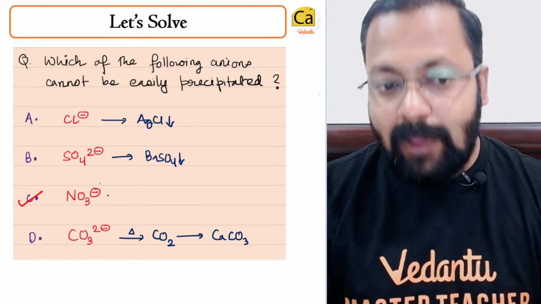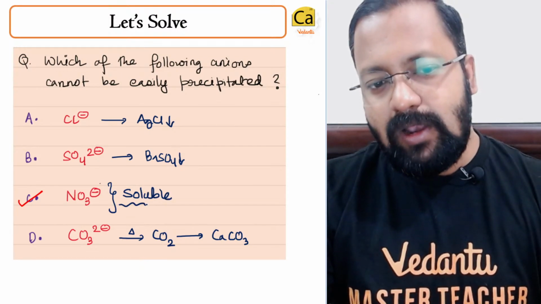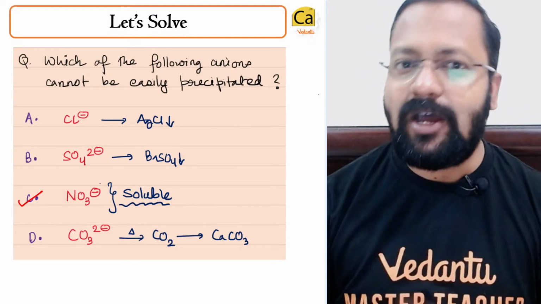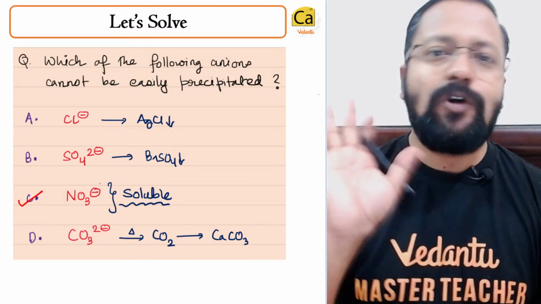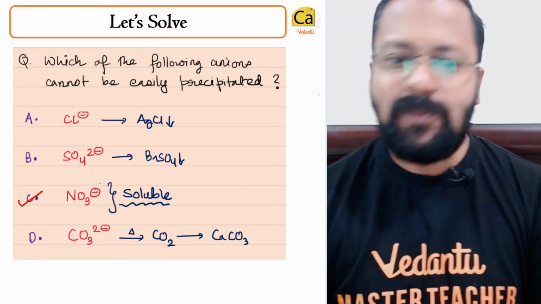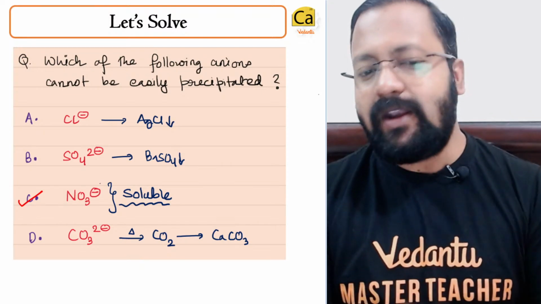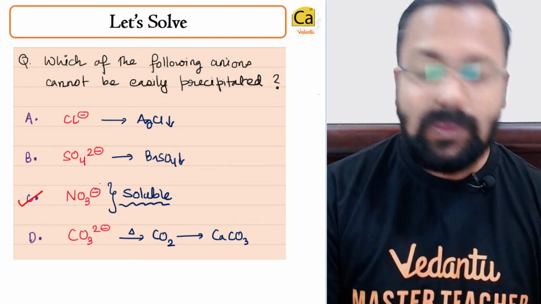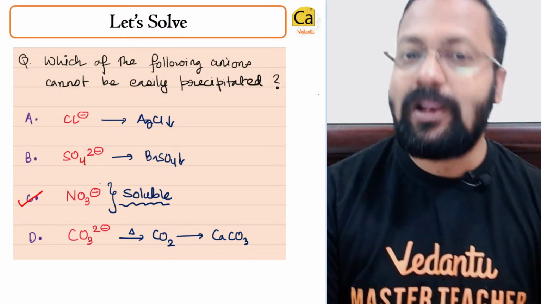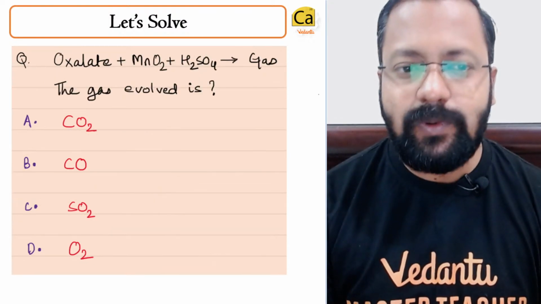All ionic nitrates are soluble. All metal nitrates or inorganic nitrates are soluble. So we cannot precipitate nitrate. Please do remember this very important point: nitrates cannot be precipitated. All nitrates are soluble. But not all chlorides are soluble, not all sulfates are soluble, not all carbonates are soluble, but all nitrates are soluble. Let's go on to the next question.